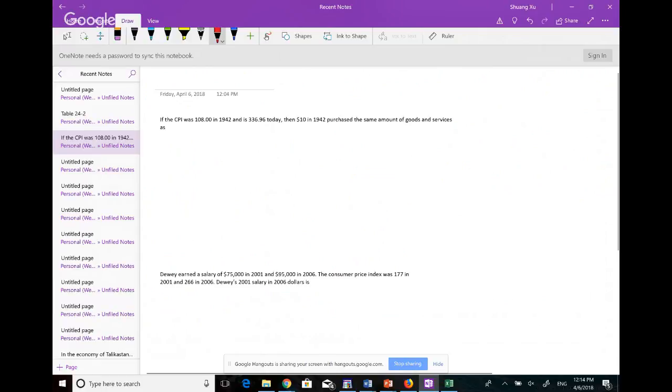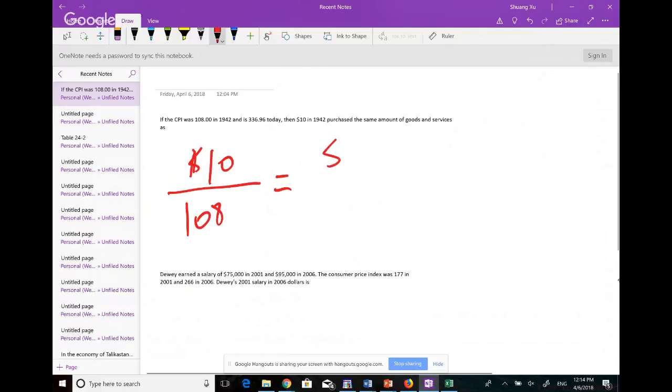Okay, so let's look at this one. For 2000, the CPI was 108 in 1942, 336.96 today. Then $10 purchased in 1942 the same amount of service as how much in today's value? So let's set this up. We're gonna do $10, that's the value in 1942, divided by CPI in 1942, which is 108, equals the dollar amount today divided by the CPI for today, which is 336.96.